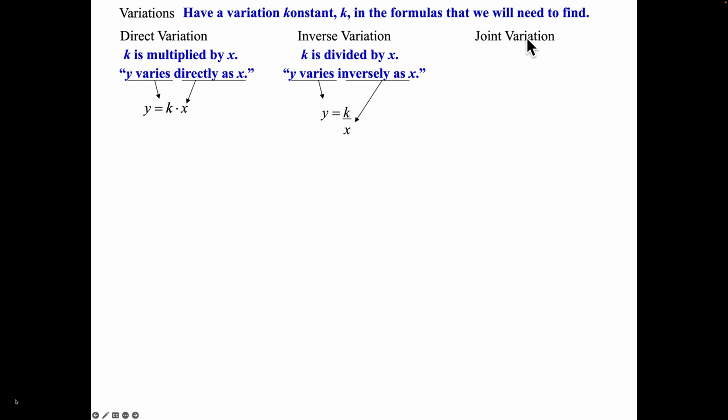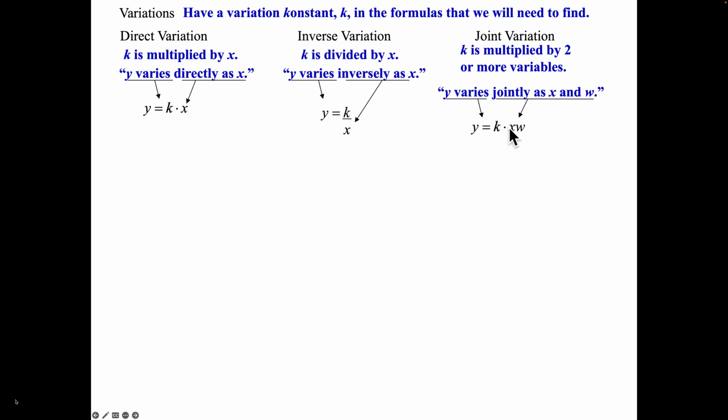Joint variation means k is multiplied by two or more variables. So if you see something like y varies jointly as x and w, y varies, y equals k, jointly means multiply all the variables you see to the right of jointly to your k, so k times xw.